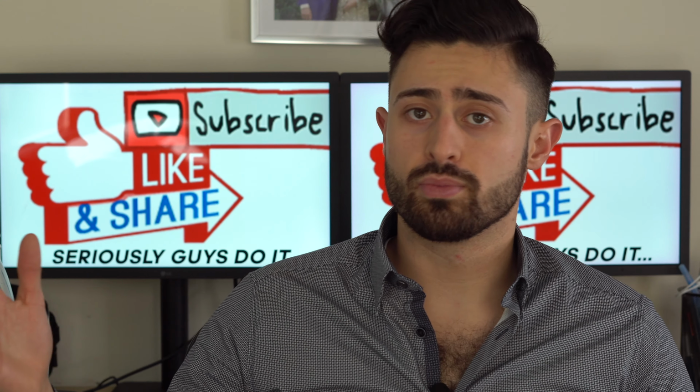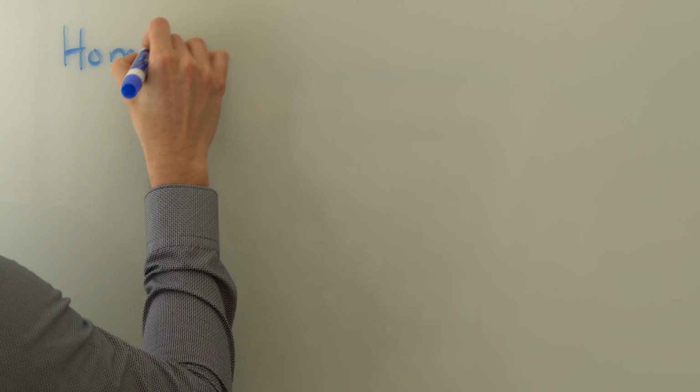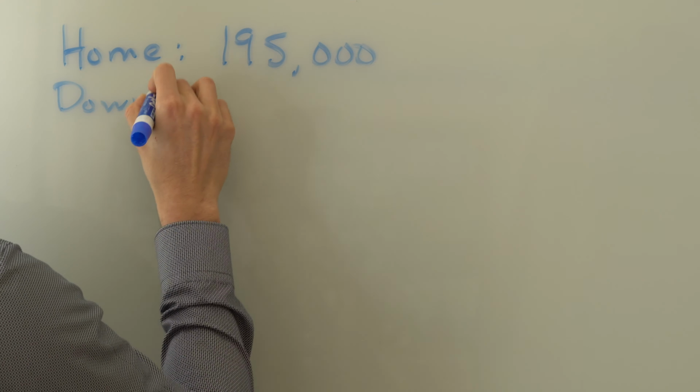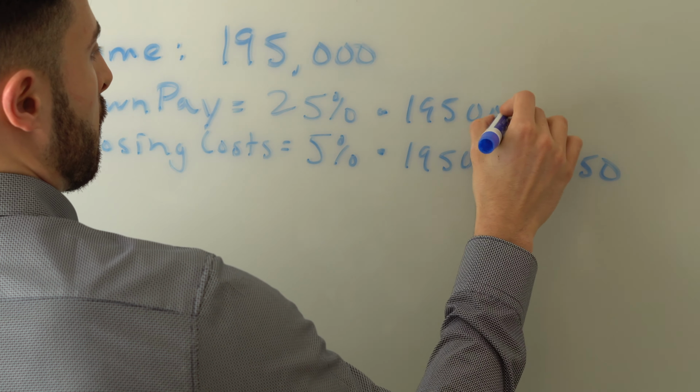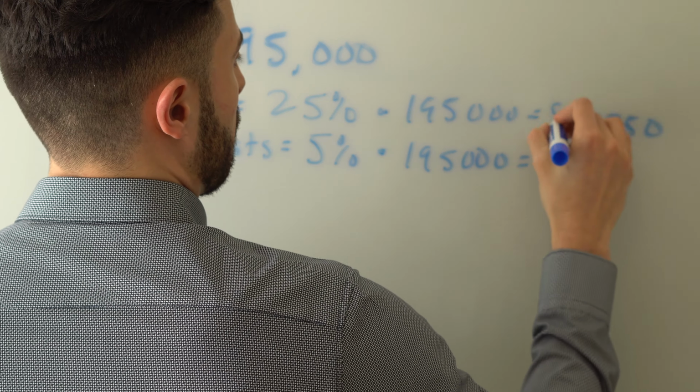Let's do a full example with a real property that I own, because no one's gonna tell you what the cash flow is in real life. You're gonna have to figure it out yourself. So the home that I bought was $195,000 and we put a 25% down payment on the home. So that equals $48,750 we put for the down payment.